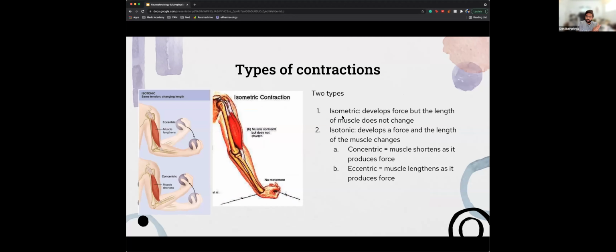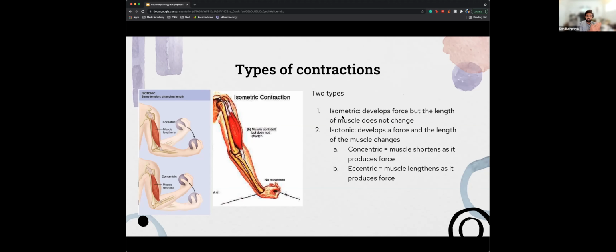Now, before we get to that, just the types of contractions. So we have two main types. We have isometric, where you're creating a force, but your muscle length doesn't change. So you're not actually moving your arm up and down, right? And that's, I think, the best way to remember.